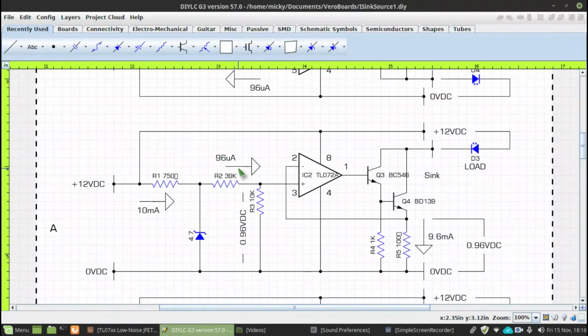That 96 microamps is taken away from the current flowing through the Zener diode here. So what is it, 9.733 milliamps? Well, 96 microamps of that is flowing through this resistive network.